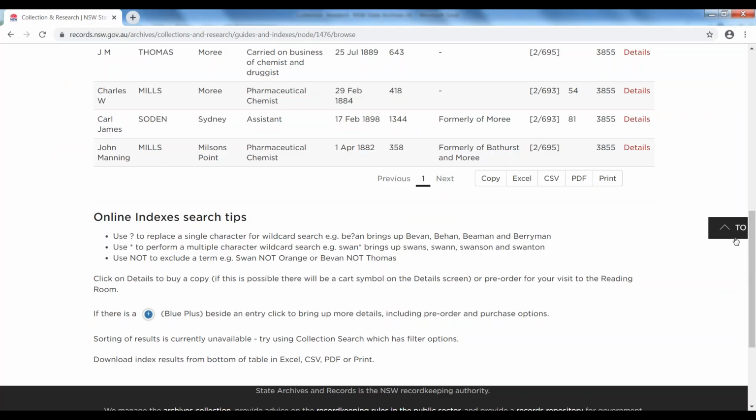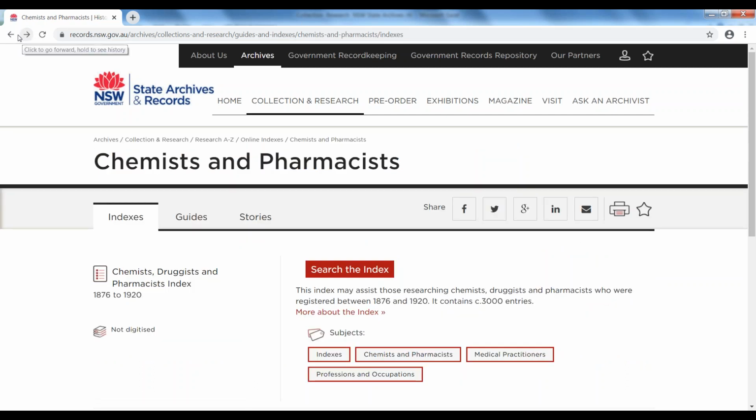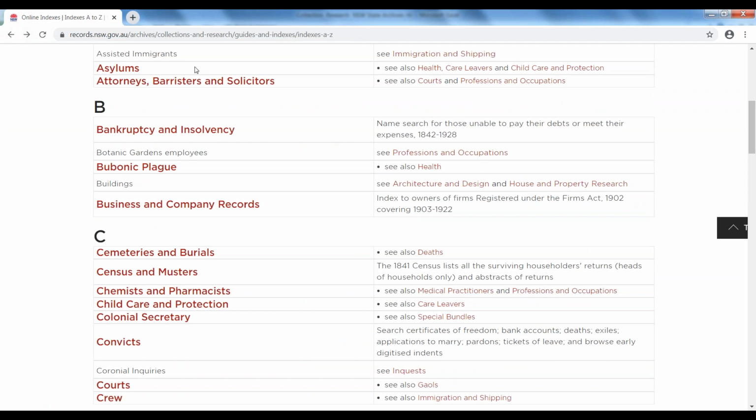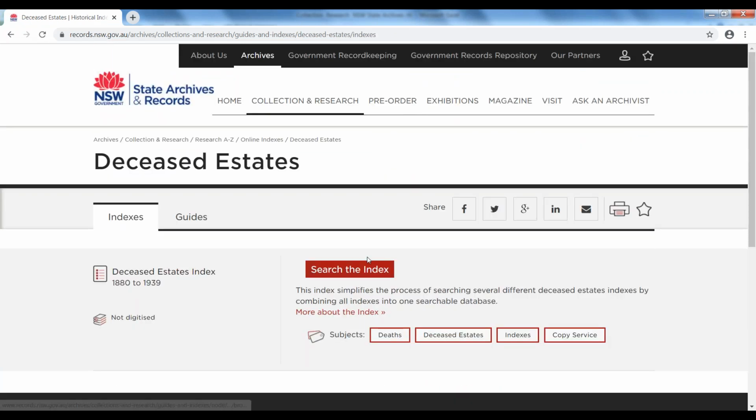Possibly the most amazing index for a whole range of reasons, but also for this sort of research, is the Deceased Estate Index. So this is the index to the files where the government decided whether or not and how much death duty they would charge on an estate. The index online covers 1880 to 1939 and has literally tens of thousands of entries in it. The deceased estate files go up to 1958, but that index is not available online.